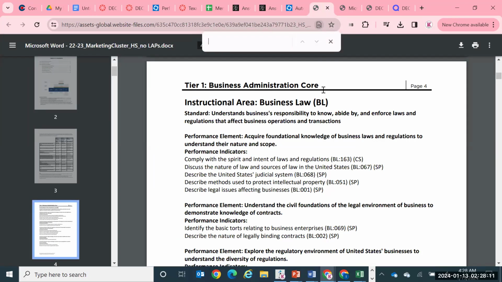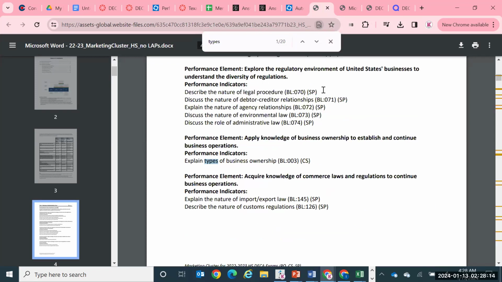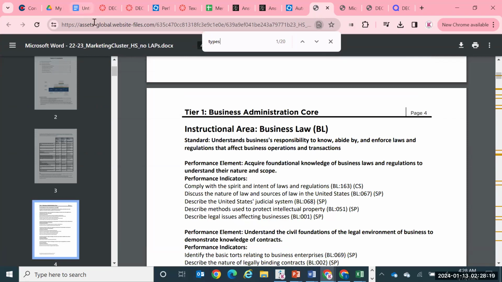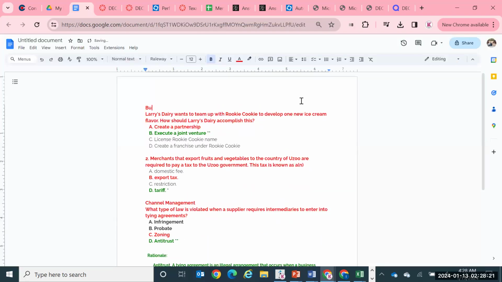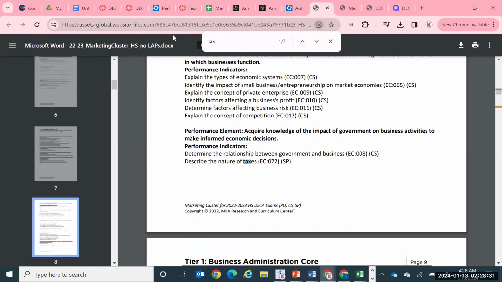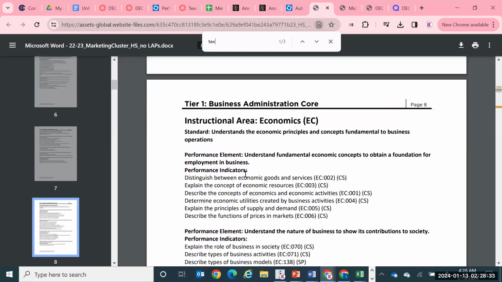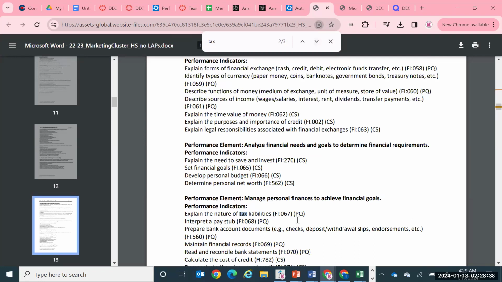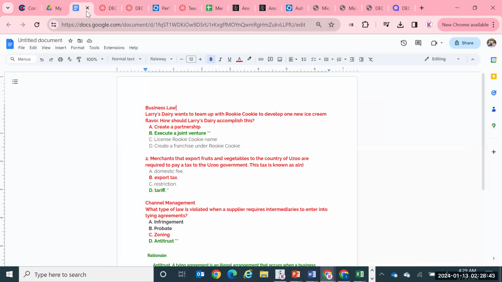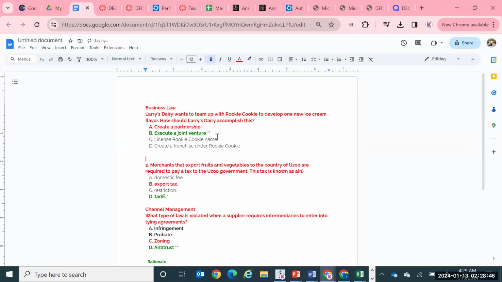So I'm going to come back to this. I'm going to search and put types. Oh, look, it says types of business ownership. I'm going to scroll up and it says business law. So I know this one's business law. Next thing, it's about tariffs or taxes. Tariff, not on there. Tax. Taxes are describe the nature of taxes. It could be under economics. But I also might want to see what the other ones are. Tax liabilities. That one wasn't about tax liabilities and it wasn't about tax income. So I'm going to put economics.